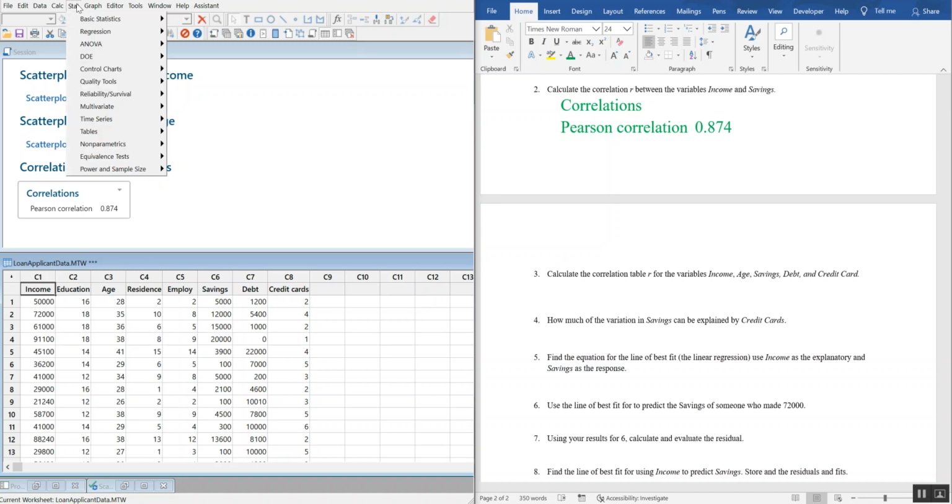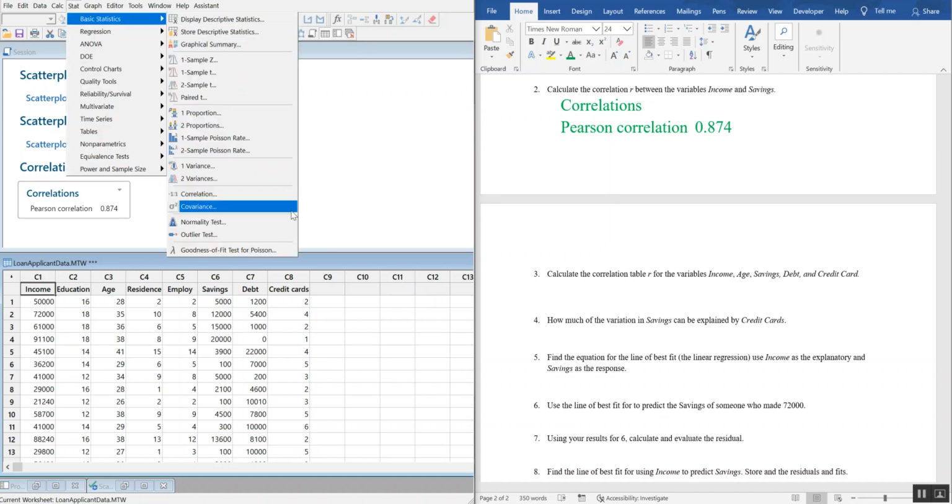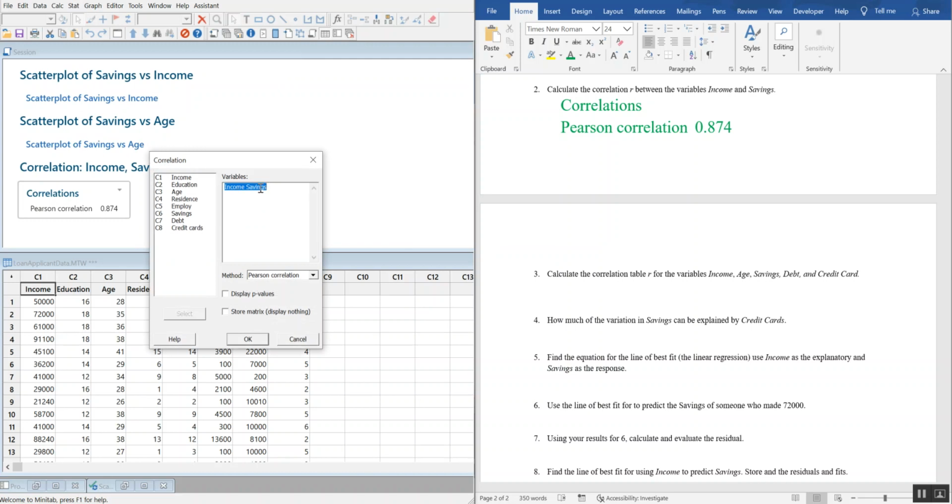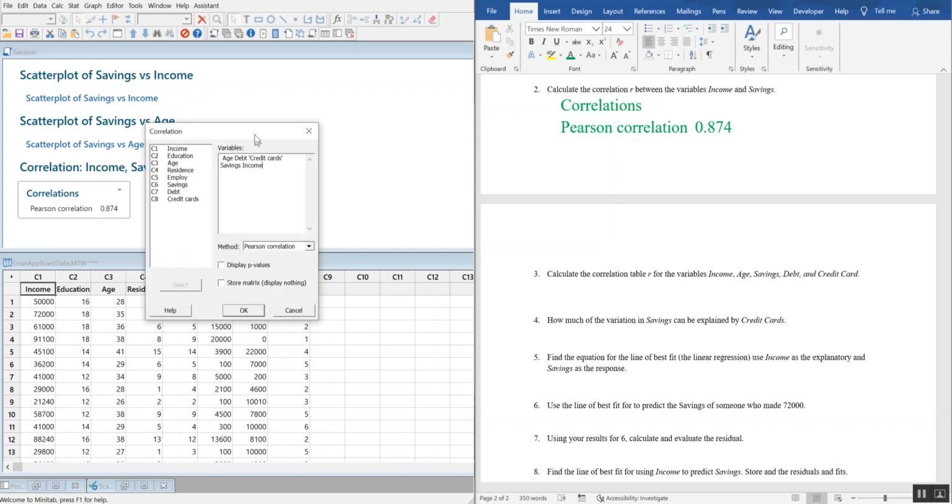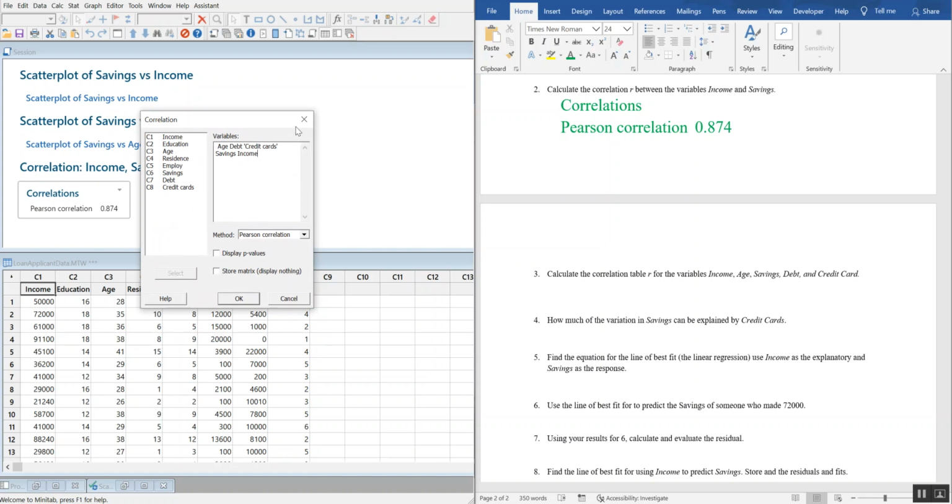So we're going to go back to Stat, Basic Statistics, down to Correlation. And you'll notice I already have income and savings in there, so I want to throw in age, debt, and credit cards. You actually can put any number of variables in here. Oops, did I accidentally get rid of savings? I think I did. So I got age, debt, savings. Is there anything else I want in there? Income. Oh, it's because I highlighted it. Good job, teacher. Anyway, you can put any number of variables in here at once, and it'll give you the correlations between the respective variables. Let's hit OK.